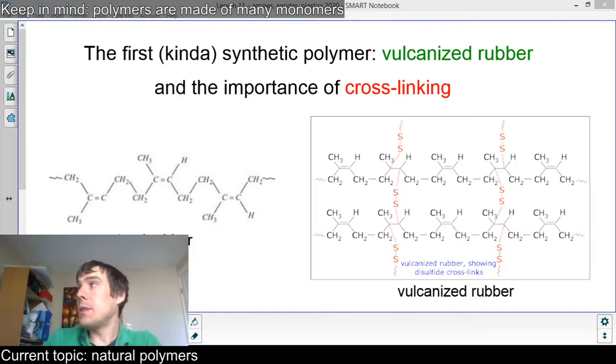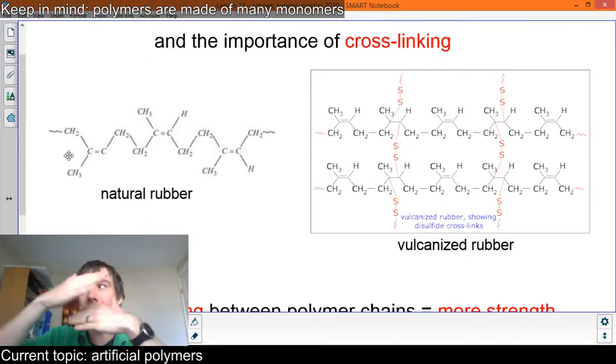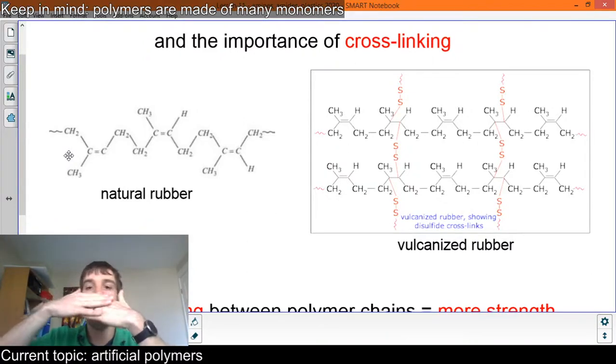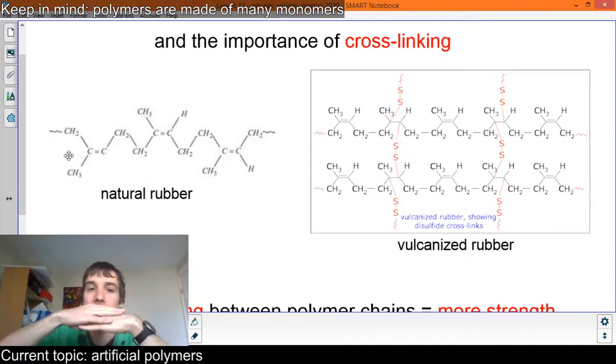Artificial polymers. Here's the first kind of synthetic polymer. This is rubber, but it's just one long chain. Because it's one long chain, the chains don't really have any reason to stick next to each other. So old rubber tires would fall apart very, very quickly, because even though the chains were very long, the only thing holding them together was like van der Waals forces, right? Like London dispersion forces.